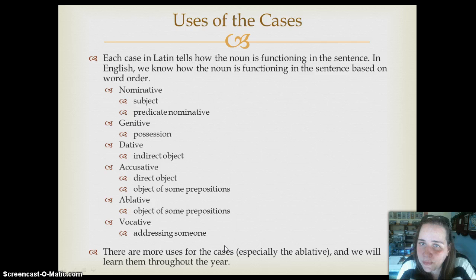So a little review of how we use the cases. The nominative case is used for a subject or a predicate nominative. The genitive case is used to show possession. Dative, indirect object. Accusative is the direct object and the object of some prepositions, and we'll talk a little bit more about those prepositions as we move through the year. Ablative is the object of some prepositions but can also be used independently, and all these different uses of the ablative have different names, and again, we're going to learn those throughout the next 2 years. You use the vocative to address someone.